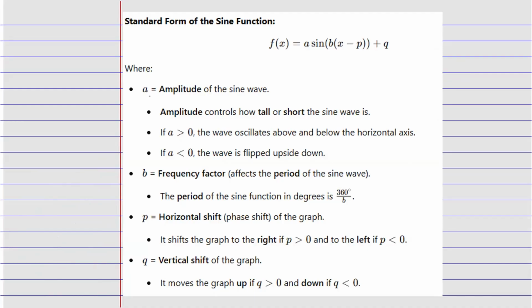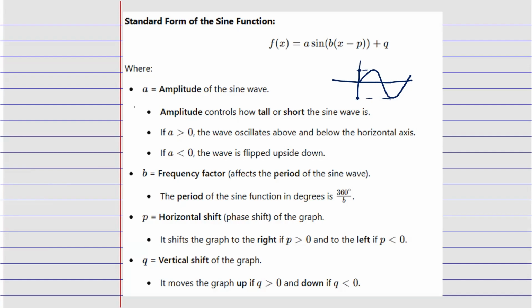We know that A gives us the amplitude, right? So let's just draw the sine graph. A gives us the amplitude. So the amplitude is here, right? This point is what A gives us. So that's the first part. It tells us how tall or how short the graph is, right?